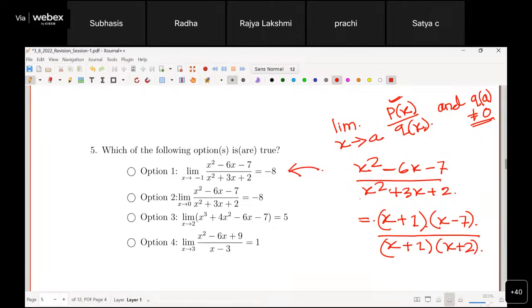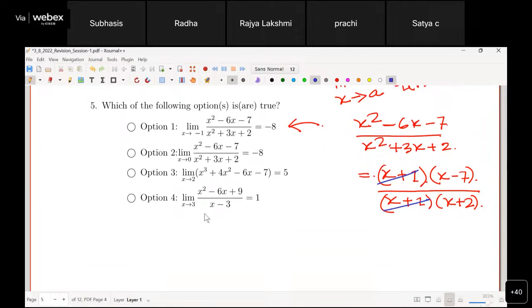Right. So now what I can do is cancel x plus 1 and x plus 1. Now you can substitute the value of minus 1. So if you substitute minus 1, what will you get? You will basically get minus 8, right? Because this is basically minus 8 by 1, which is minus 8.